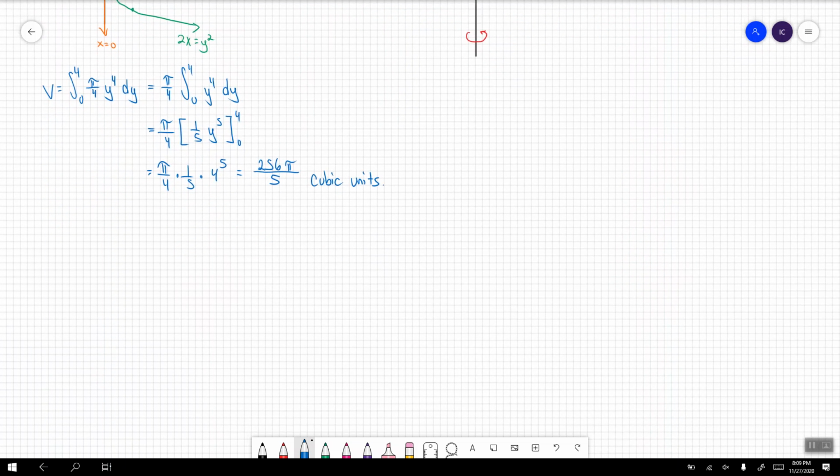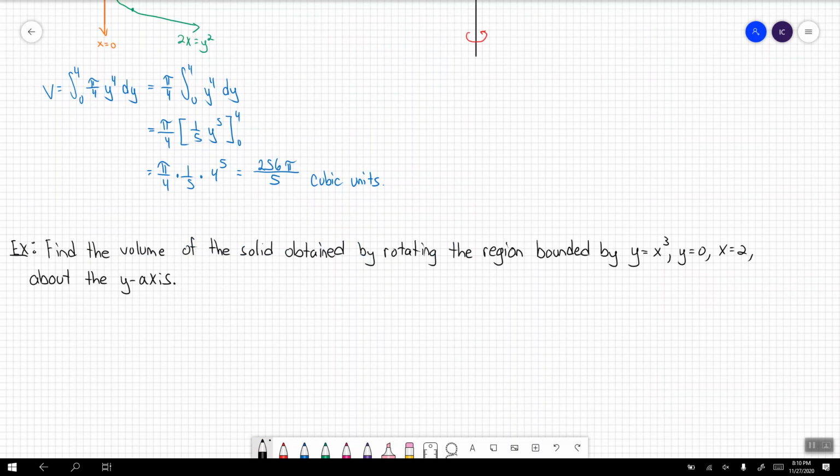Now let's try another example, and this example will be a little bit different, but it's going to be different in a good type of way. So here's the question that we're looking at. This says to find the volume of the solid obtained by rotating the region bounded by y is equal to x cubed, y is equal to 0, and x is equal to 2 about the y-axis.